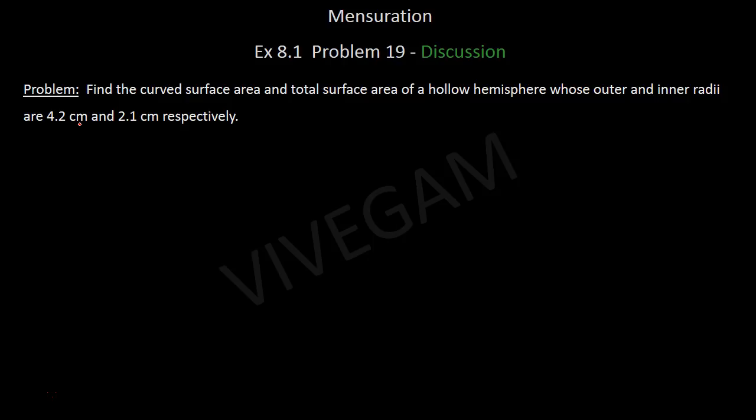Anyway, let's list out what is given in the problem. 4.2 centimeters and 2.1 centimeters are the outer and the inner radii of a hollow hemisphere. Hollow hemisphere is the shape of the object. So let's write it out. Outer radius capital R equal to 4.2 centimeters. Inner radius small r equal to 2.1 centimeters. So what are we asked to do? We are asked to calculate the curved surface area and the total surface area of the hollow hemisphere.